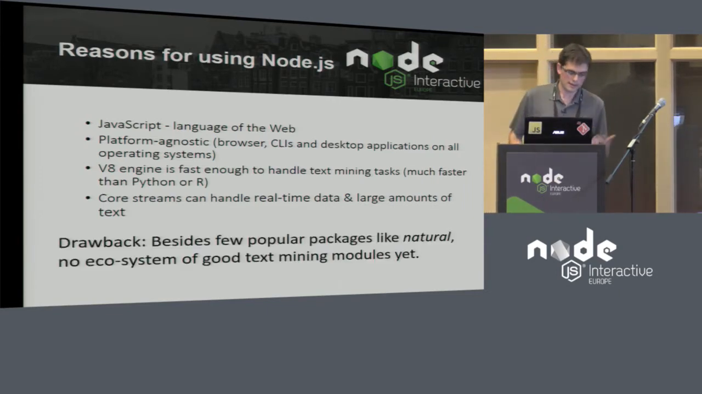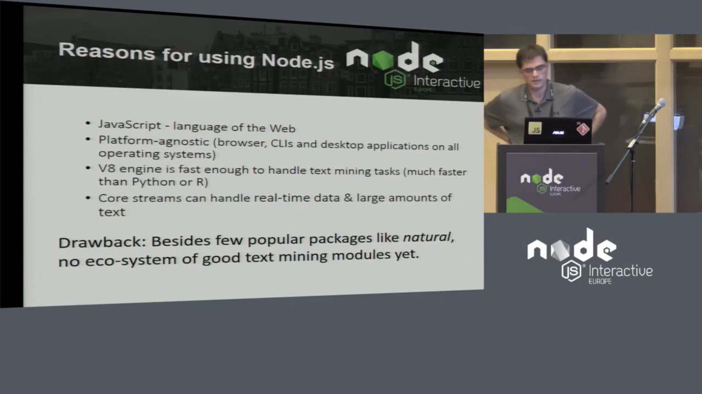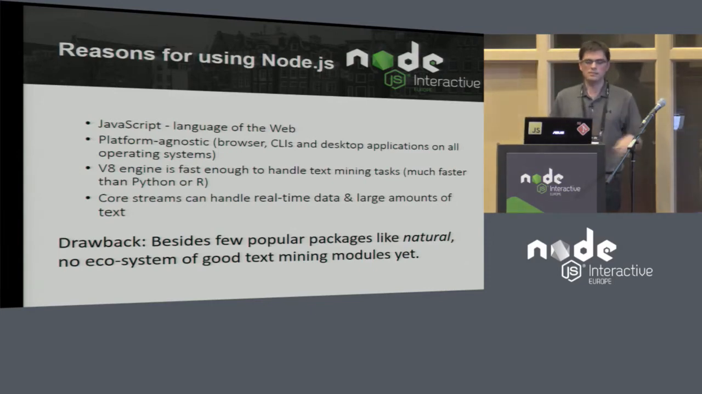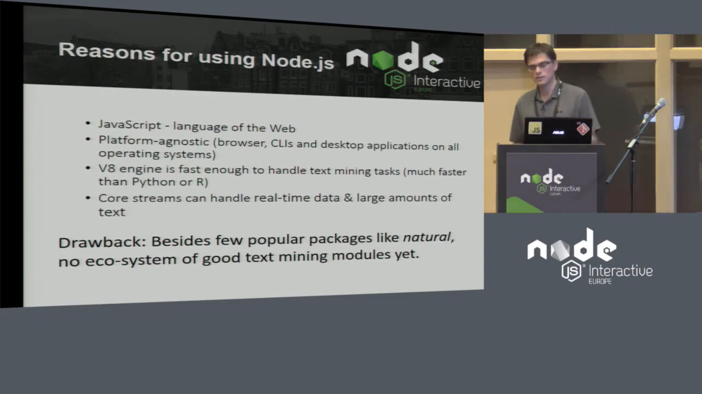I think one big drawback is that the ecosystem is not really there. There are a few packages that are popular, for example, Natural by Chris Umbel and others, but there's just not a big ecosystem of text mining modules. And so many things you would just have to code up on your own.